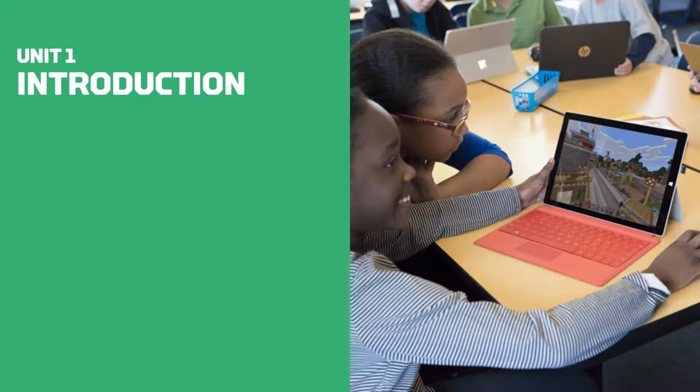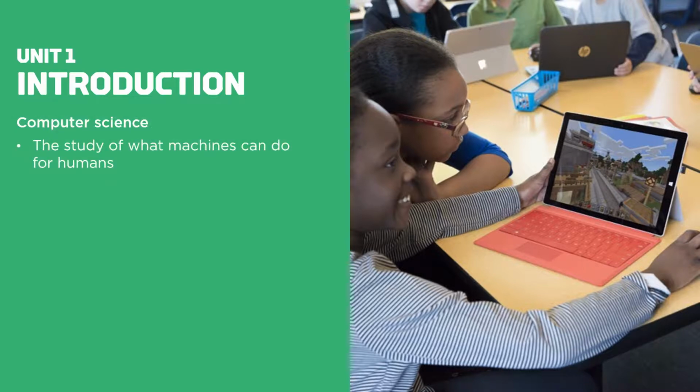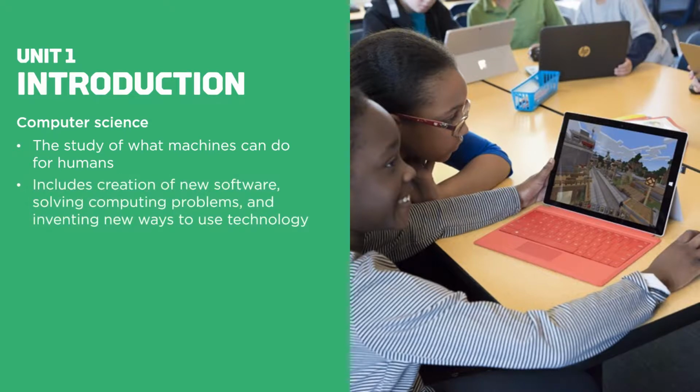The first unit introduces students to computer science and coding. While computer science is an immense subject that's difficult to define, it can be described as the study of what machines can do for humans. It includes things like learning how to create new software, solving computing problems, and inventing new ways to use technology.